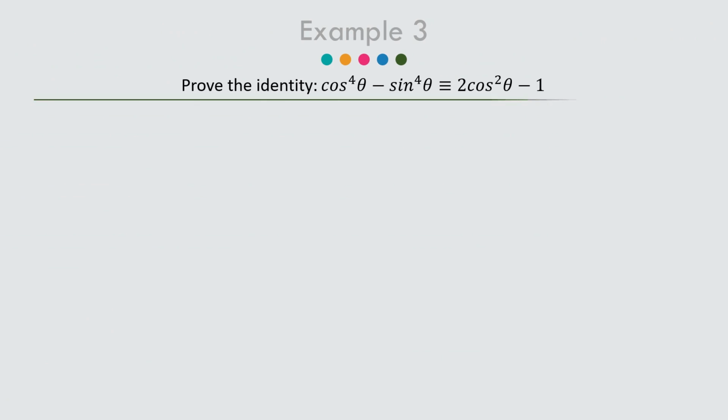In this example, we need to prove that the identity cos to the power of 4 theta minus sine to the power of 4 theta is equivalent to 2 cos squared theta minus 1. When we take a look at this identity, you should notice that there is a sine and a cos on the left-hand side and only a cos on the right-hand side. I'm going to take the left-hand side and eliminate the sine to the power of 4 theta.